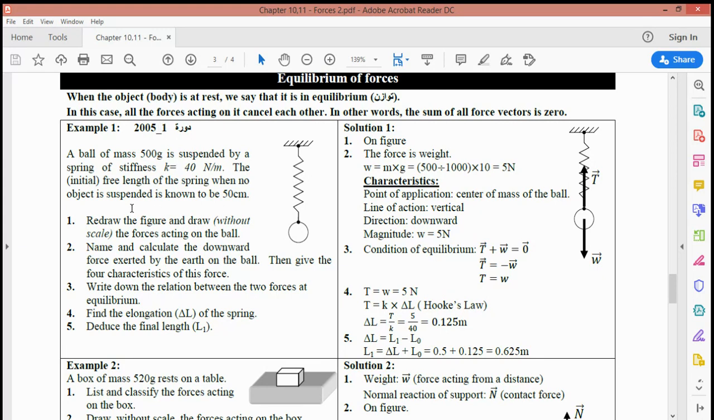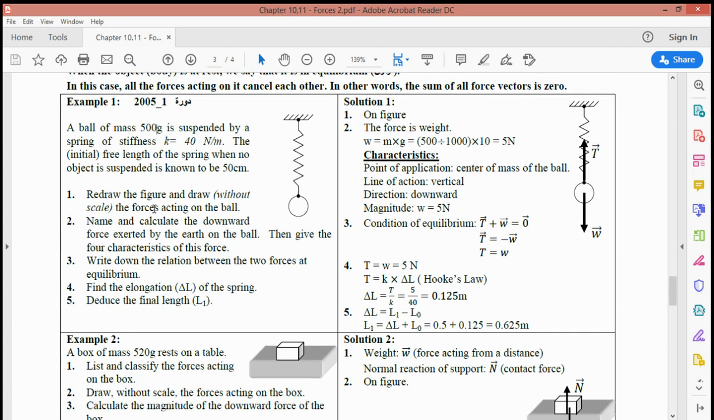In this question, the mass is 500 grams. Whenever we see the given mass, 500 grams, we convert it into kilograms. It is suspended by a spring of stiffness k equals 40. The initial length is also called the free length of the spring, so it's the length of the spring in the absence of any load or mass connected to it. When no object is suspended, it is known to be 50 centimeters. We write L0 equals 50 centimeters.